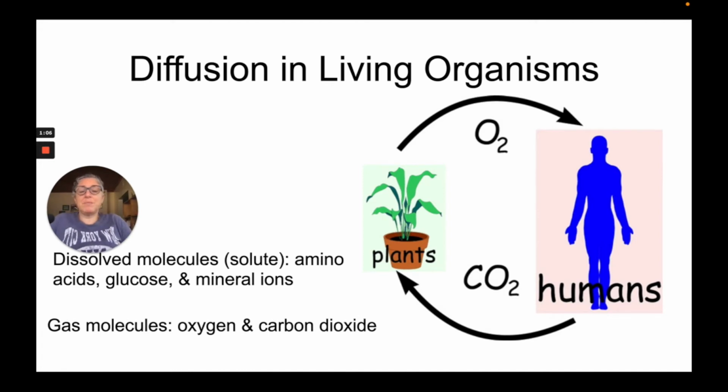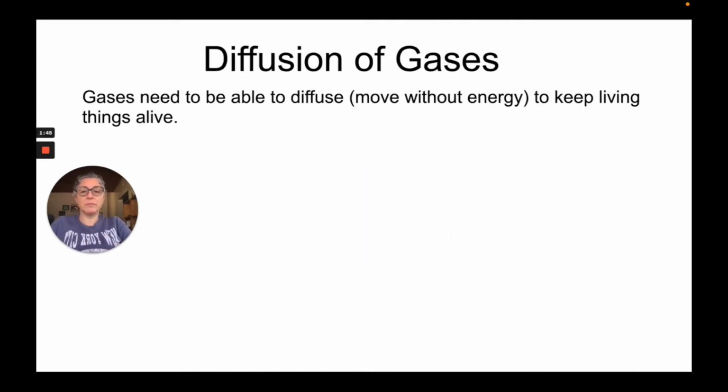So other types of molecules that could be taken in besides these gas molecules of oxygen and carbon dioxide are dissolved molecules. These are called solutes. We're talking about things like amino acids, glucose and mineral ions. And all of these are needed by both plants and animals in order to make energy and in order to make food, in the case of plants, to build proteins, and to build other structures. So all of these are needed by both plants and animals.